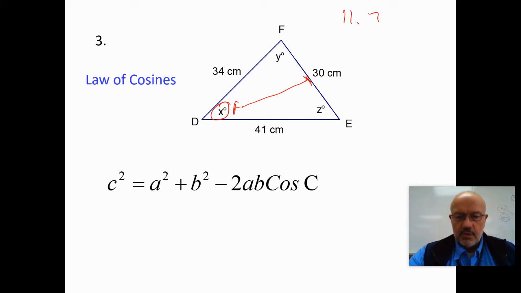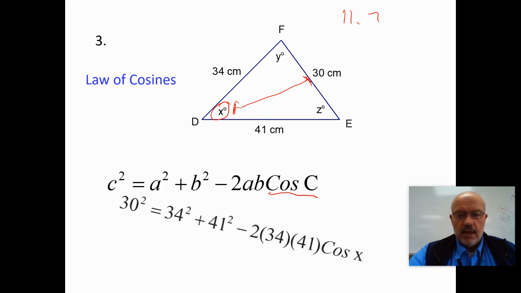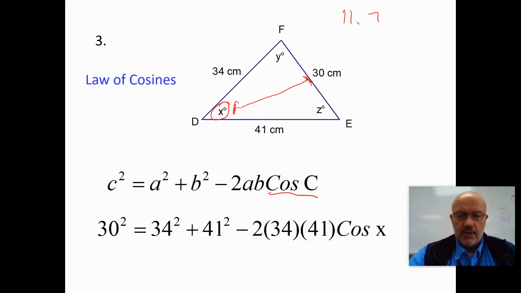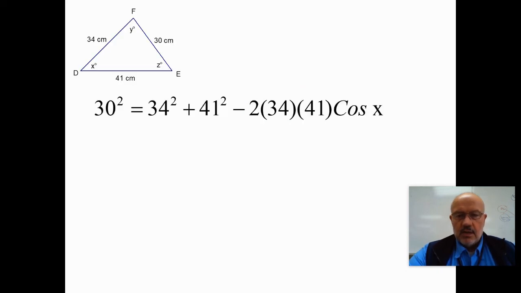Now in this case, when we're trying to find an angle, that's going to be our variable right there at the end. So I'm going to fill in 30 squared equals 34 squared plus 41 squared minus 2 times 34 times 41 times cosine of x. Cosine of, it's actually of angle D, but it's x degrees, so we can go ahead and use that variable in there.